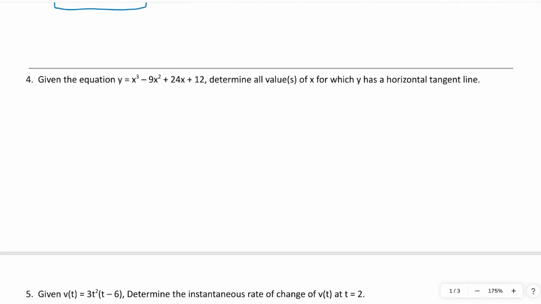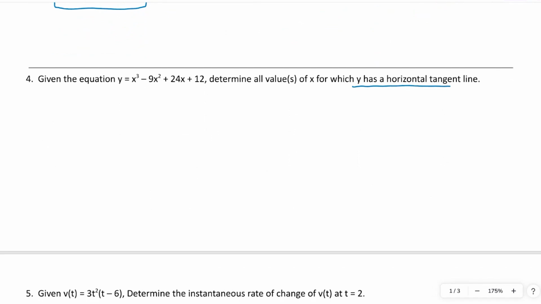Number 4, we're given a cubic equation. And it says determine all values of x for which y has a horizontal tangent line. So I've asked this before, and I'm going to keep asking it. When y has a horizontal tangent line, basically that means that y prime equals 0. Okay, the slope of a horizontal line is 0.